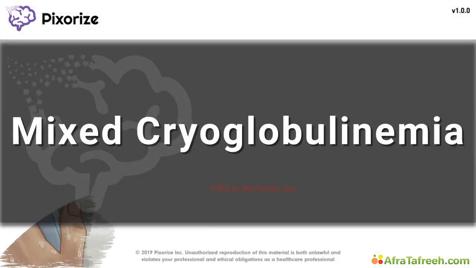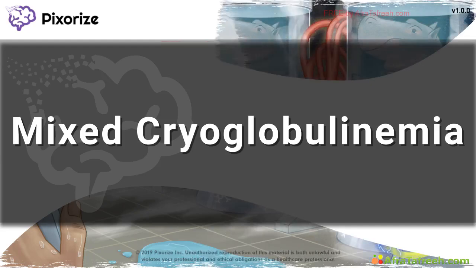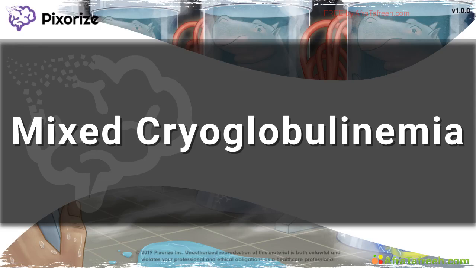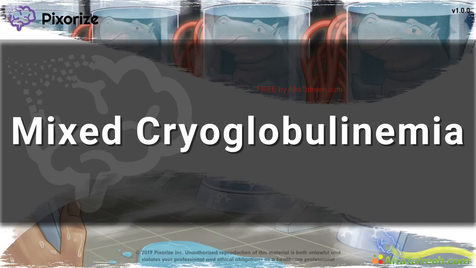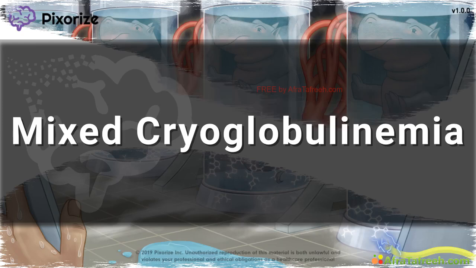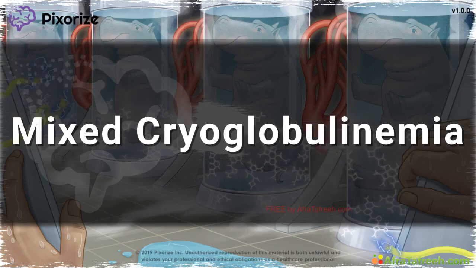Mixed cryoglobulinemia is a rare disorder characterized by the presence of cryoglobulins in the blood. Cryoglobulins are abnormal antibodies that clump together at cold temperatures and dissolve after rewarming. It classically presents with a triad of palpable purpura, weakness, and arthralgias. Because of its association with hepatitis C, it is an important small vessel vasculitis to know for board exams.